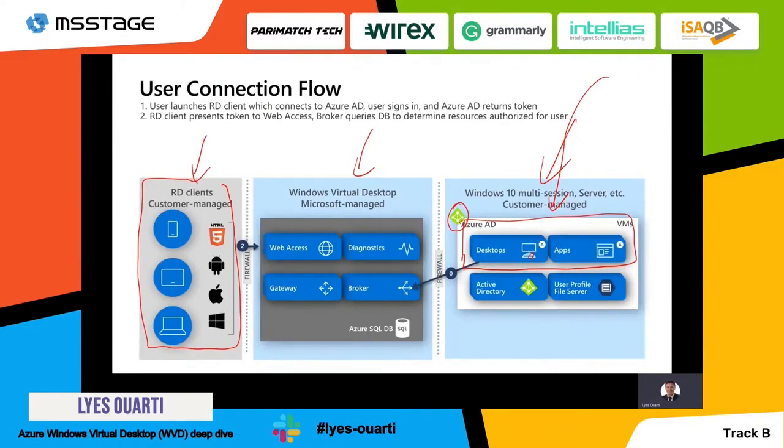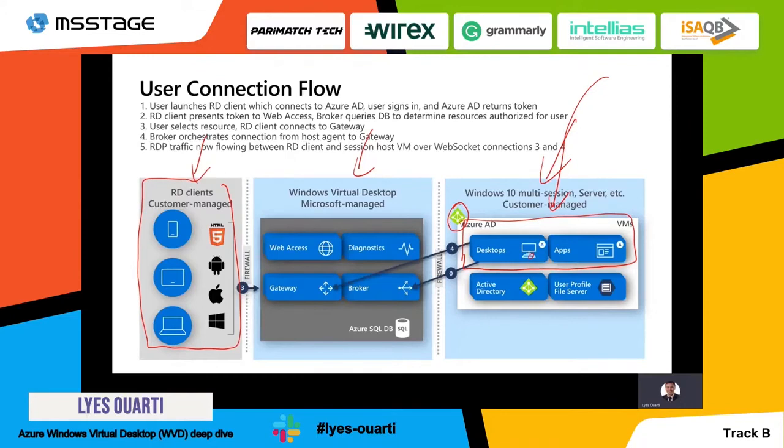Then, in number 3, your client, which is this client here, is going to make a connection to the gateway. And the VM itself is going to make another outbound connection, as a 4, into the same gateway. The RDP traffic will flow this way. And this is how we connect securely into your VDI.